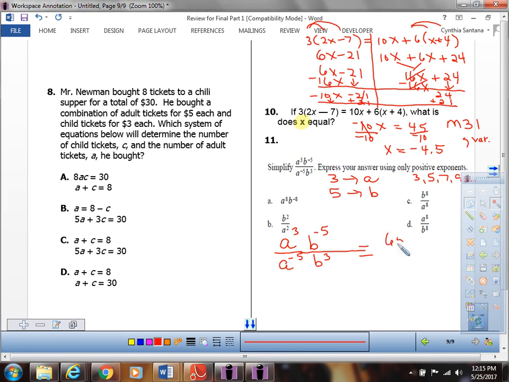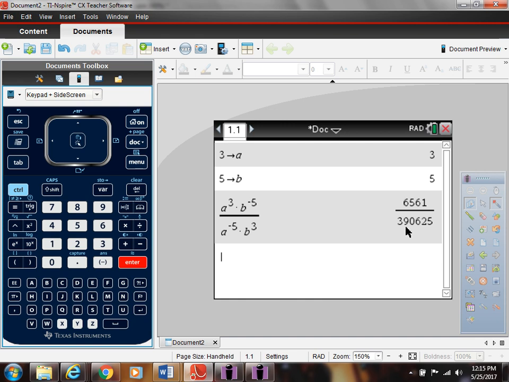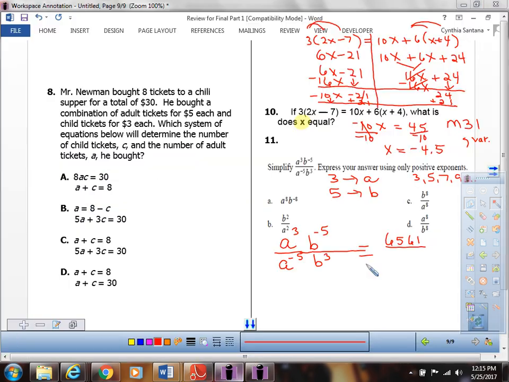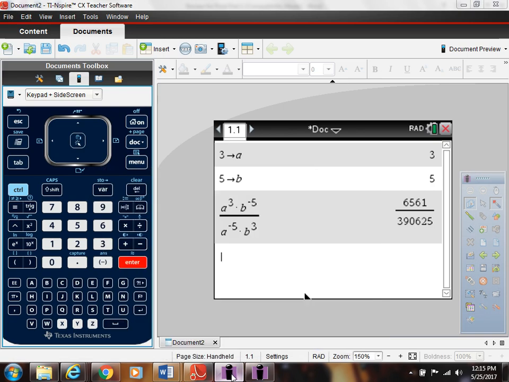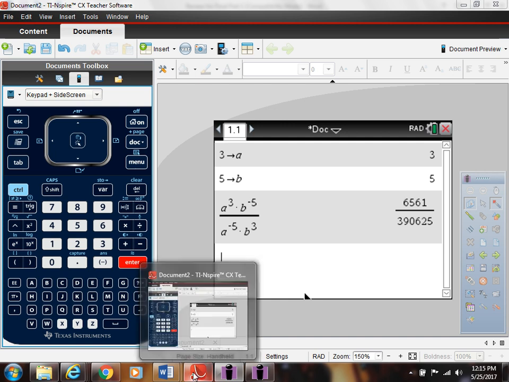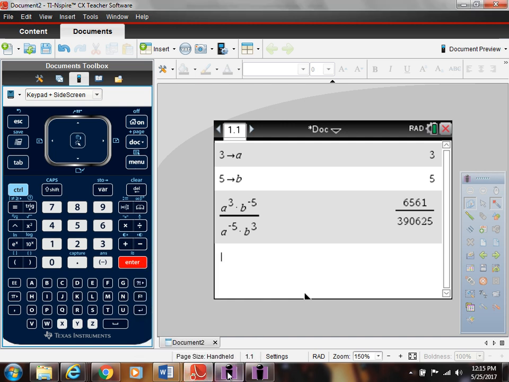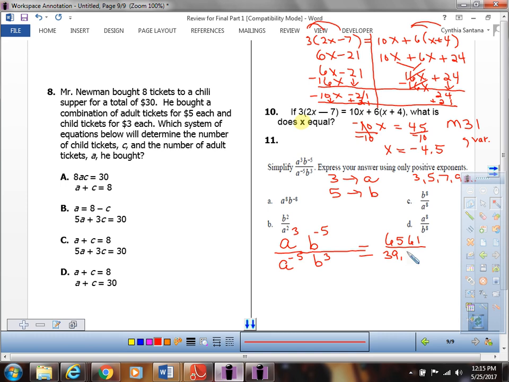It's 6561 and then over 390,625. I've got a 0 here, and then 625. So yeah, I think the first one ends up working, right? So the correct answer is the one. A is the correct answer.